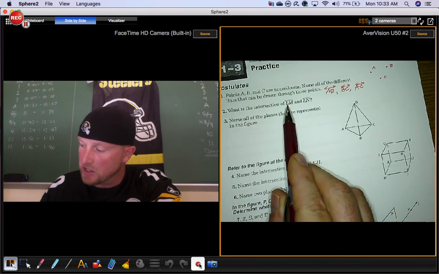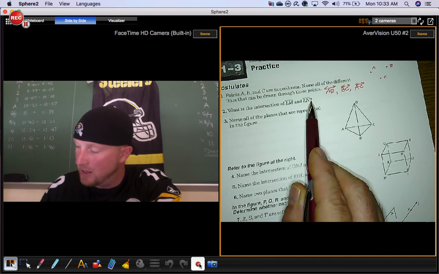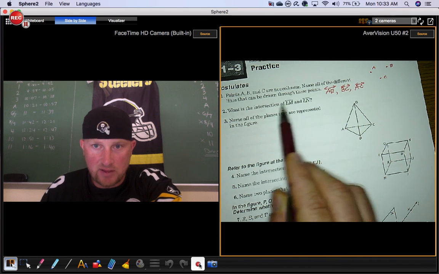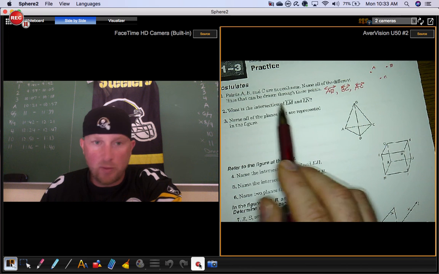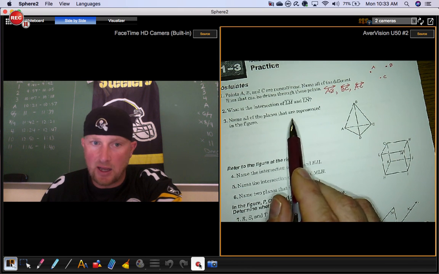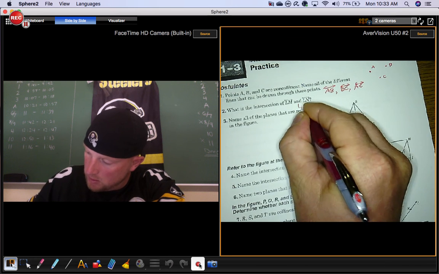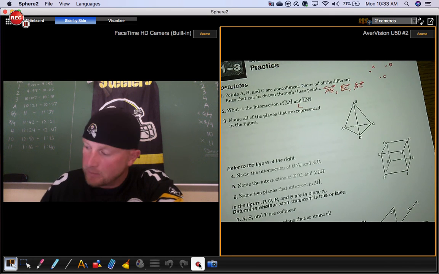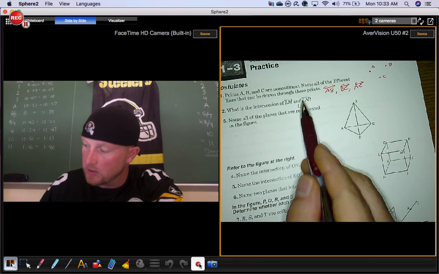What is the intersection of line LM and line LN? That's how you read the geometry. We have a postulate that says 2 lines intersect at a point. How did I know it was that point? Well, it's in both.